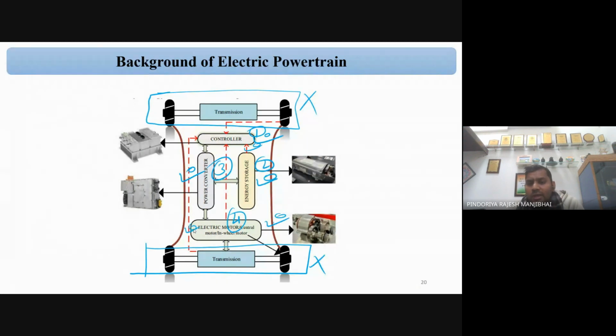Maybe you can design the control algorithm for speed and torque, or provide regenerative braking. Any topic you can consider using these four components, and there are unlimited research topics on them. You will find many research papers on electric powertrains related to power electronics and drives, so we can say it is the core of our area.